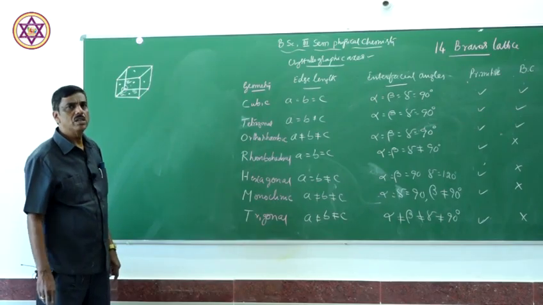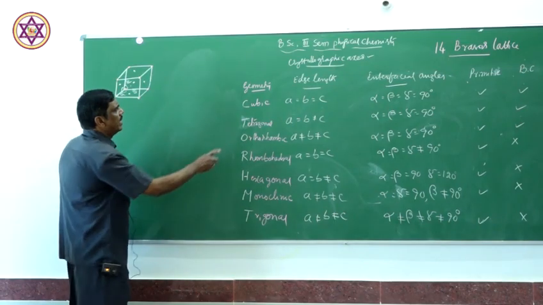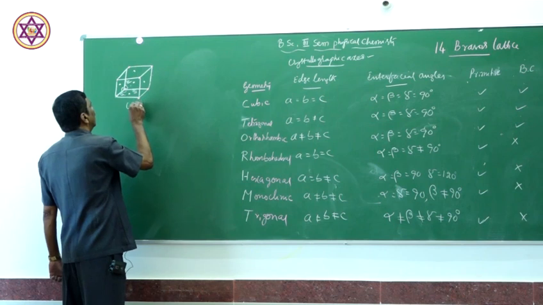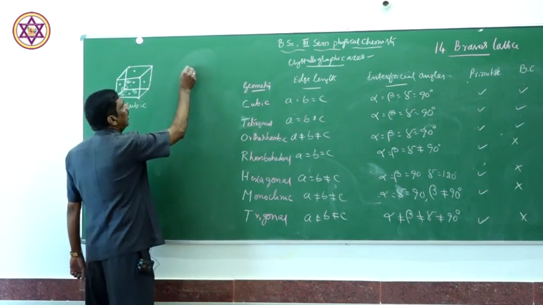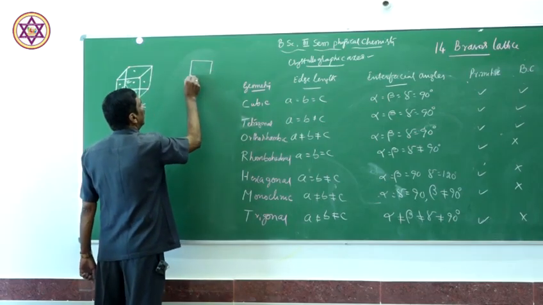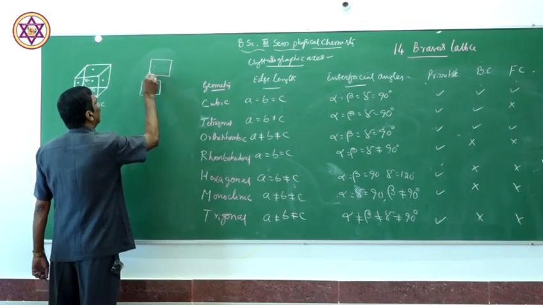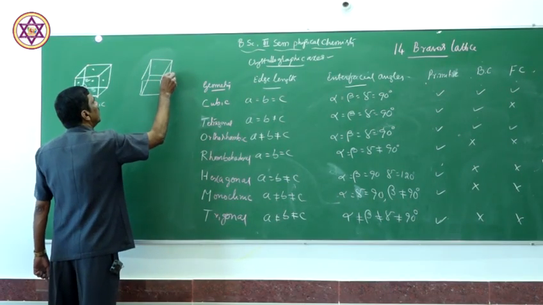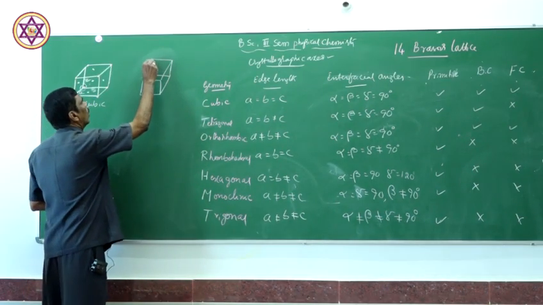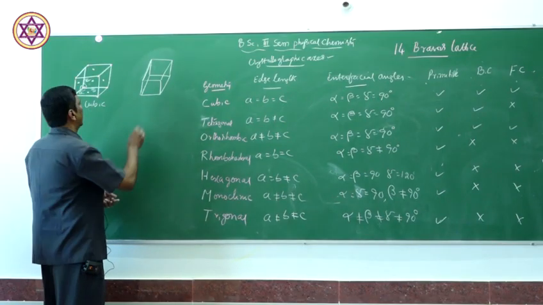Alpha is equal to beta is equal to gamma is equal to 90, A is equal to B is equal to C. That is cubic. In case of tetragonal, A is equal to B, not equal to C. You see, A is equal to B, not equal to C, alpha is equal to beta is equal to gamma is equal to 90, whereas this length is not equal to B. One of the edge lengths is more, and this is the tetragonal lattice.